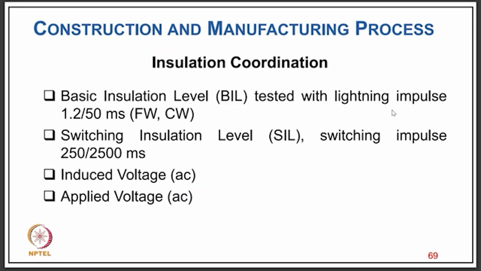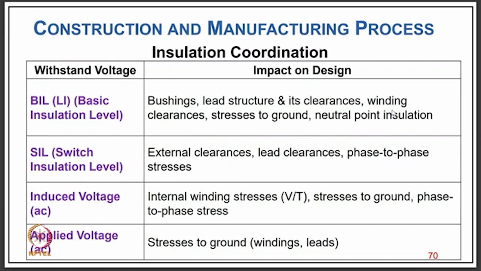And then of course we have insulation coordination standard: basic insulation level tested with lightning impulse of 1.2/50 microsecond, the front wave and the chopped wave, and switching insulation level, switching pulse, and then induced voltage, and then applied voltage. So this is related to insulation coordination, with the withstand voltage we call BIL, basic insulation level, and of course the impact on design: the bushing, lead structure, its clearances, winding clearances, stresses, and ground neutral point insulation.